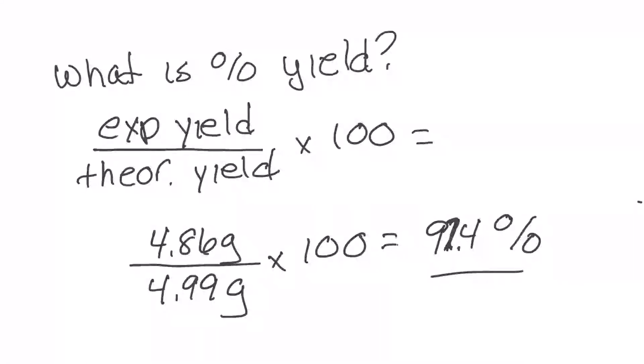So there you have it, theoretical yield, which is just like the problems we've been doing in the problem book. Experimental yield, which is usually a simple subtraction based on data. And then percent yield, you're comparing the two values.